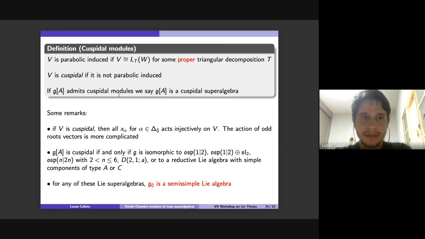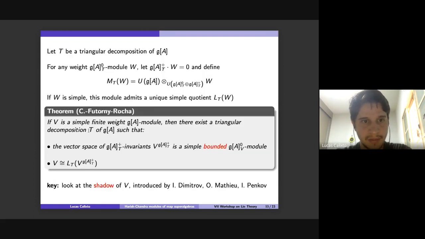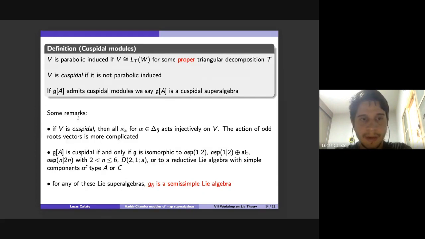Now our problem then is to classify cuspidal modules over GA, because any other module is going to be parabolic induced from cuspidal modules via this theorem here. Some remarks: if V is a cuspidal module, then the root vectors associated to even roots will act injectively on V. And what is hard here is the action of odd root vectors. This is much more complicated, and this is what gives you the main difference between the super and non-super case.